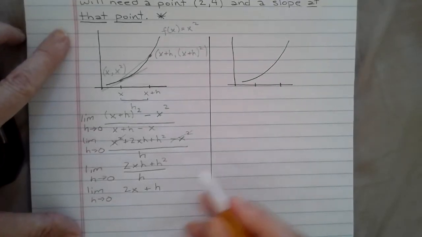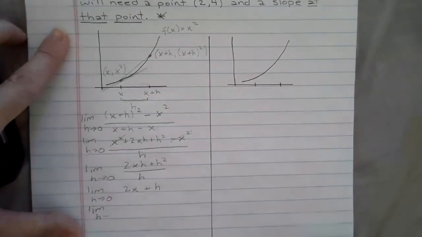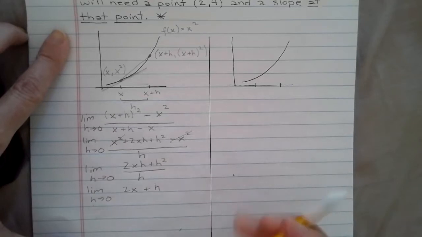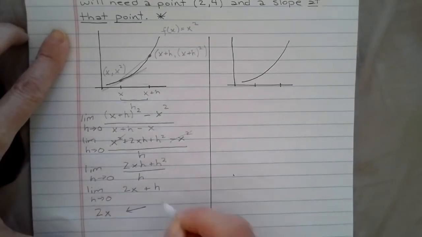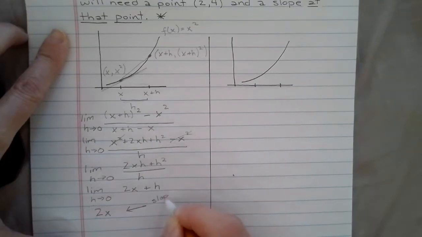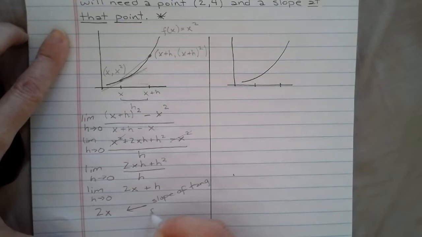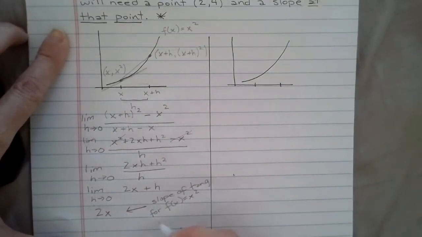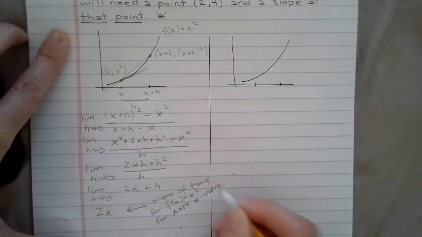value. All right, so let's go ahead. So we have to apply the limit first, and then we have that. If we apply the limit, we just let h equal 0, and we get 2x. And this is the slope of the tangent for f of x equals x squared for any x value you want.